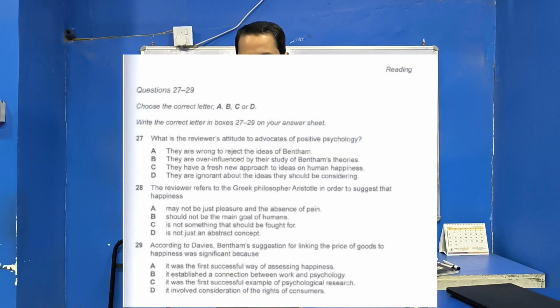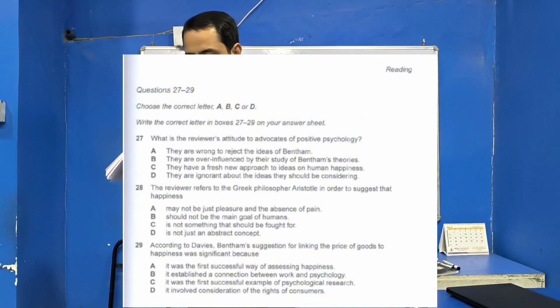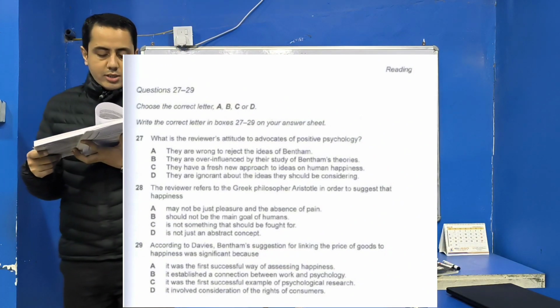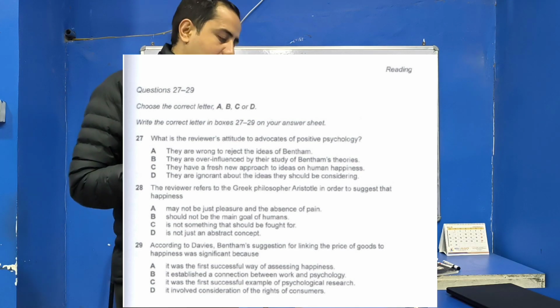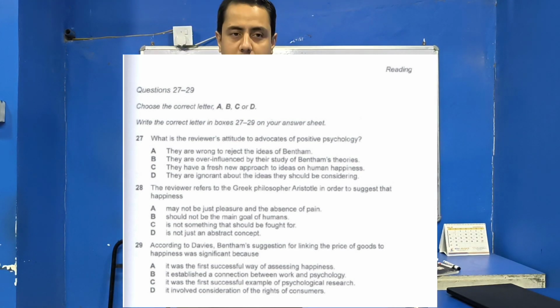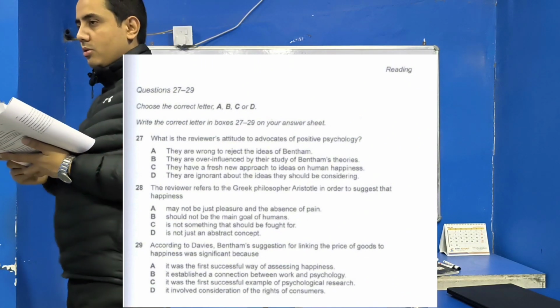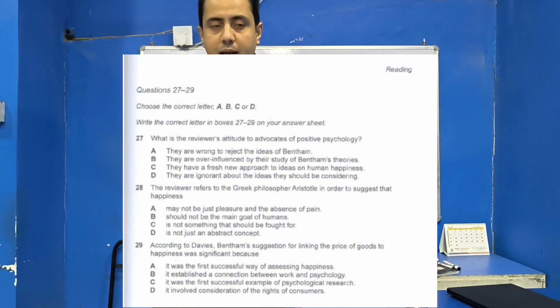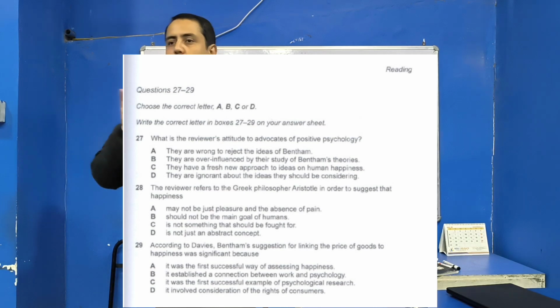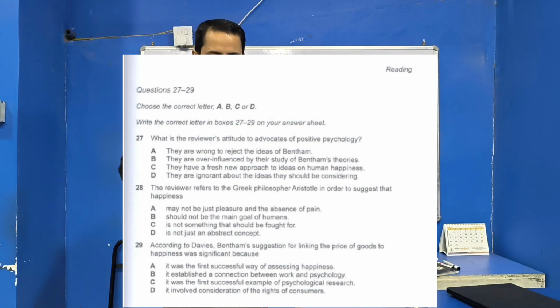Anyway, let's look at the next question, number 28. The reviewer refers to the Greek philosopher Aristotle in order to suggest that happiness. So the Greek philosopher Aristotle has been written about here in the text somewhere. Why does the writer write about this? Option number A says happiness may not just be pleasure in the absence of pain. So it may be something else. Pleasure, just having fun, is not what happiness is, according to Aristotle, maybe.